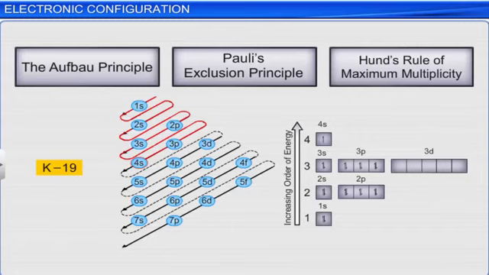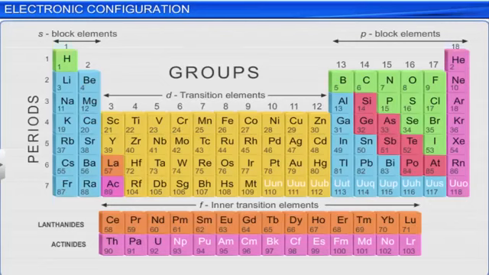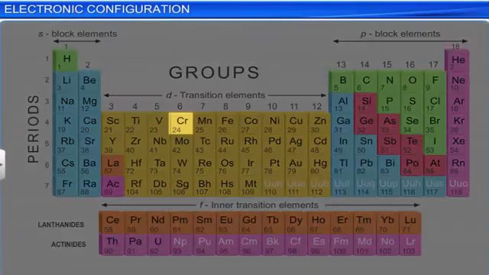However, in some cases, the actual configuration differs slightly from the expected ones. The electronic configurations of chromium, which has 24 electrons, and copper, which has 29 electrons, do not follow the general trend.